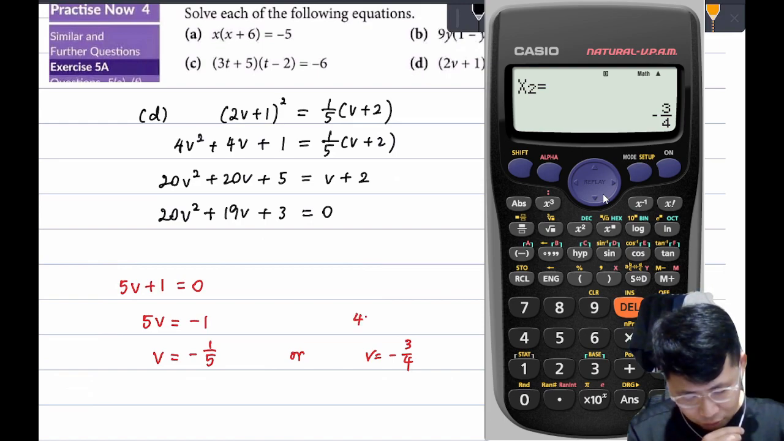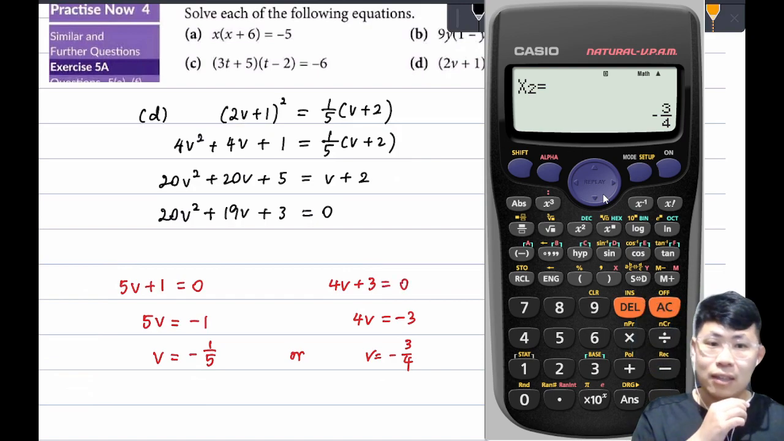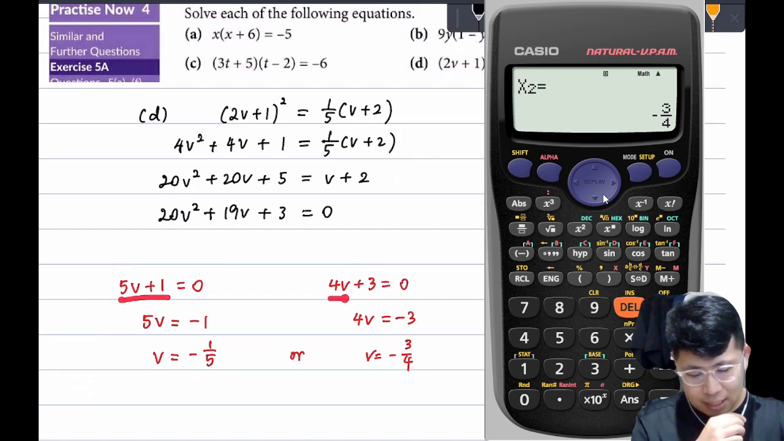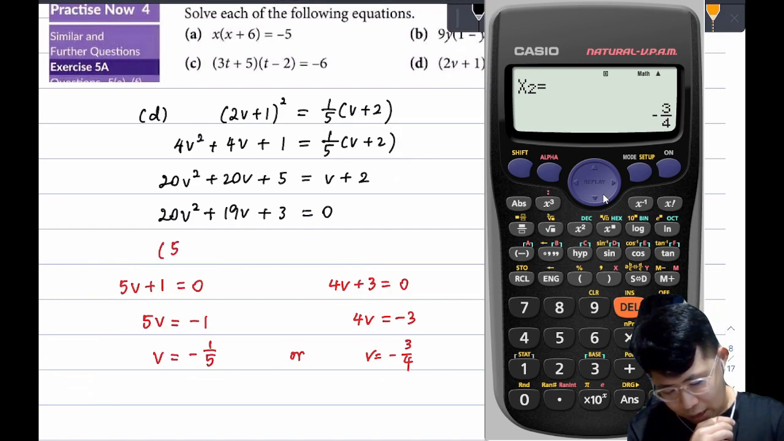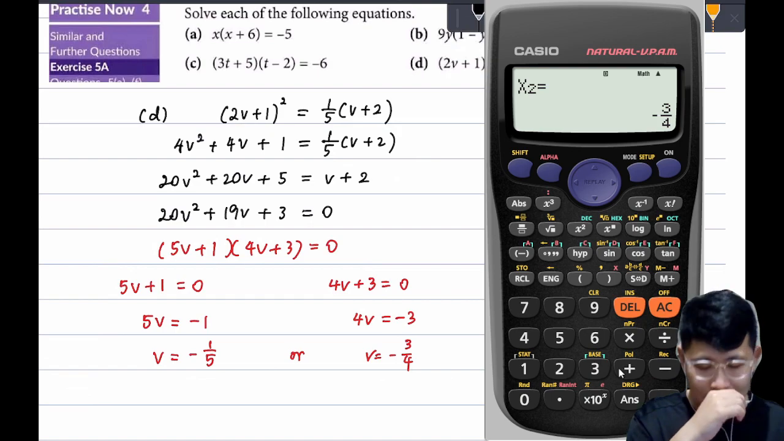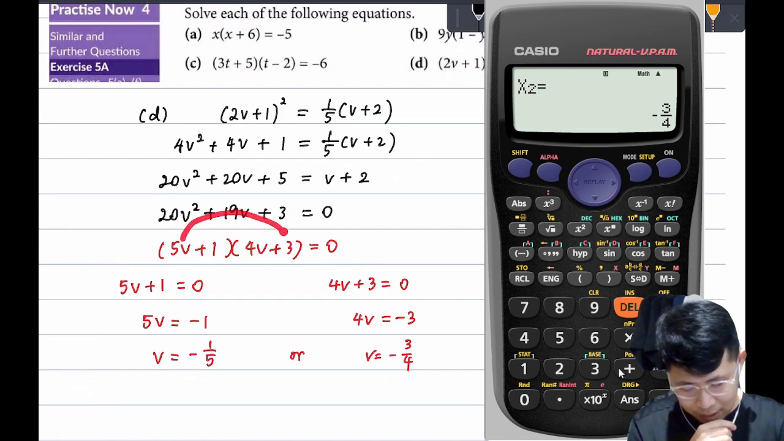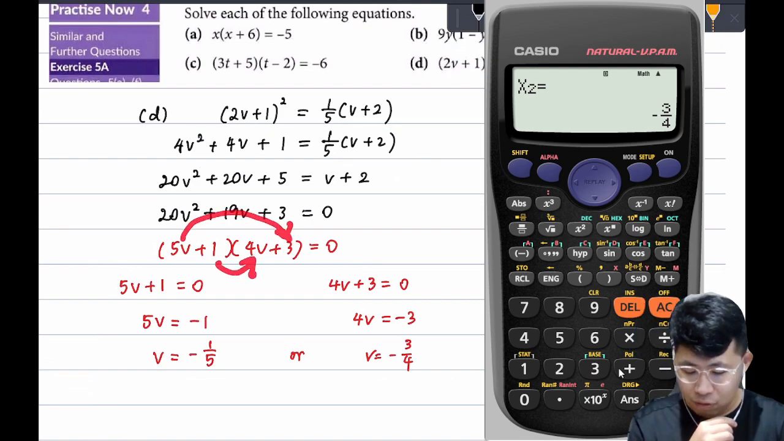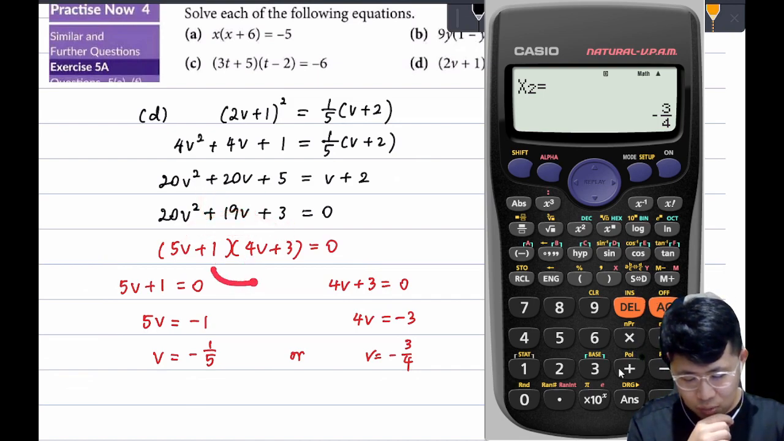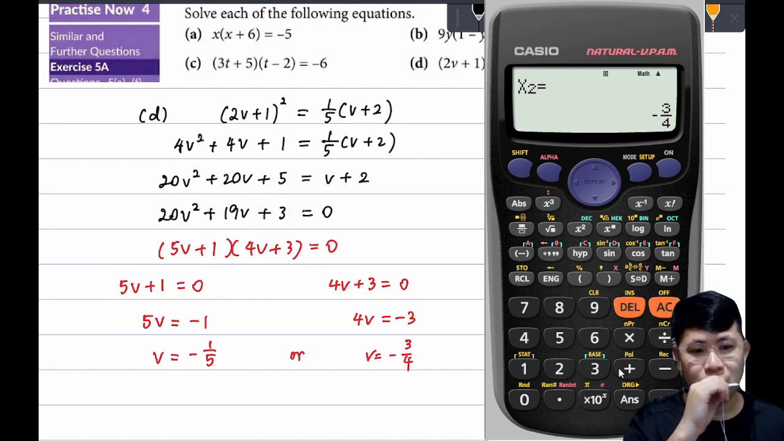Next one, multiply by 4. 4v equals to negative 3. 4v plus 3 equals to 0. Now we have two factors, the first factor and the second factor. So let's build back. So 5v plus 1 and 4v plus 3 is going to be equals to 0. So how to check that you've done this correctly? You expand. So this is 20v squared. This gives us 15v and 4v, which is 19v over here. And the last one, when you expand, is going to be positive 3. So when you expand, you should be able to get back your original equation.